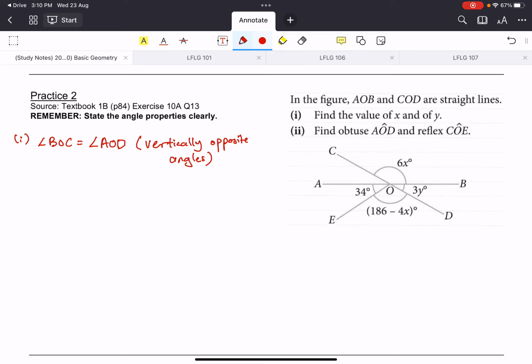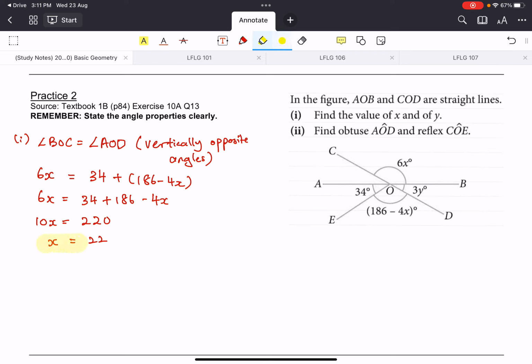So now BOC is actually 6x, right? And AOD is 34 plus 186 minus 4x. So let's simplify this. 6x equals to 34 plus 186 minus 4x. That brings us to 10x equals to 220. x equals to 22. Successful. So we got the value of x.